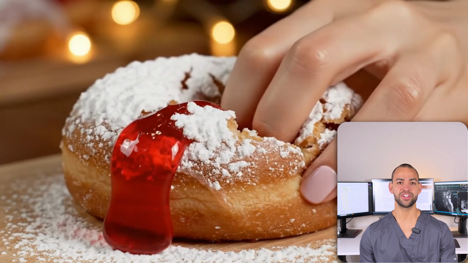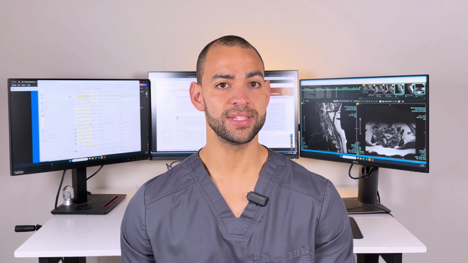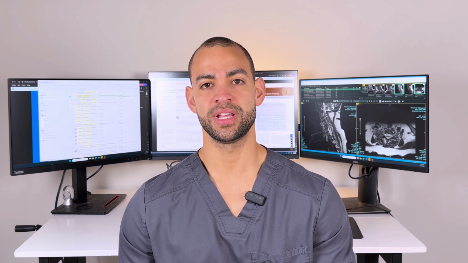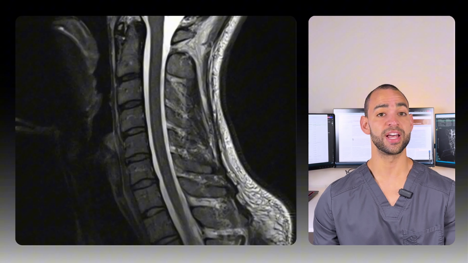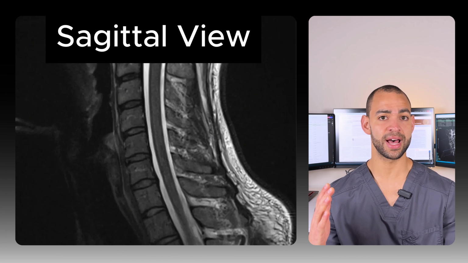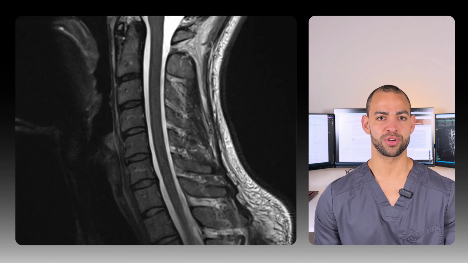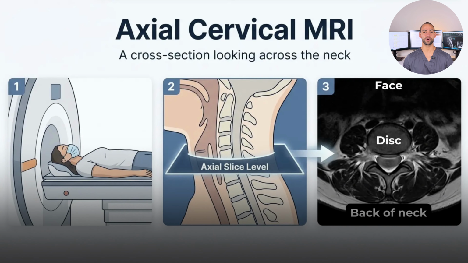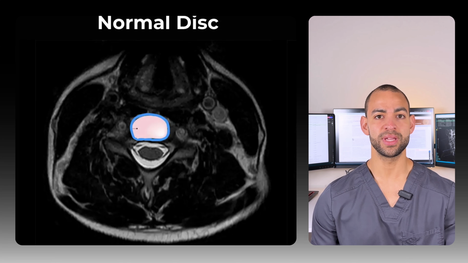In your neck, that jelly can press on a nerve root coming out of your spine, or in severe cases, on the spinal cord itself. On MRI, we look at disc herniations from 2 angles. The sagittal view again, which is from the side, which gives us the big picture. And the axial view, think of it like looking down through the neck from above. On the axial view, we can see exactly where the disc material is going.